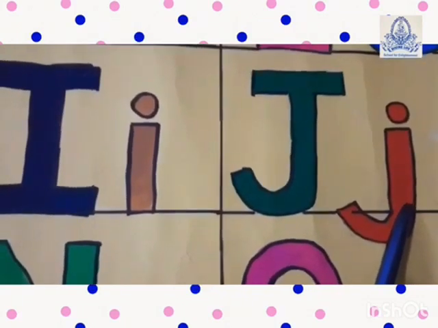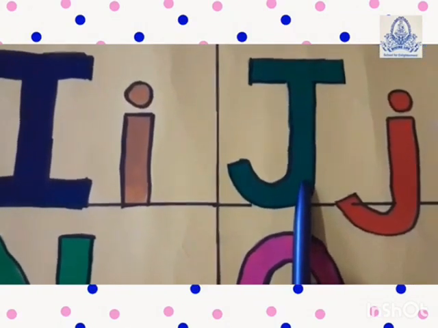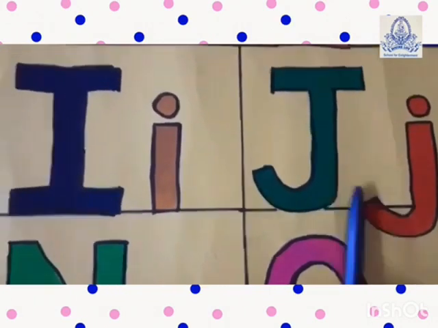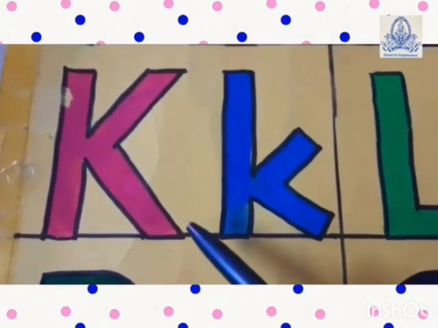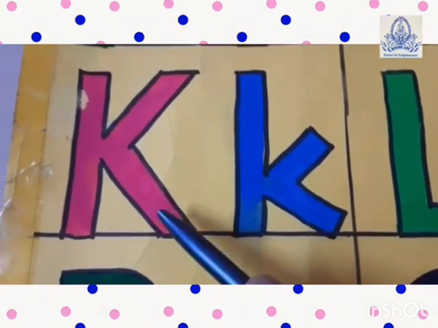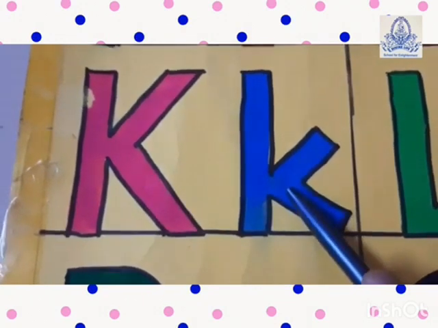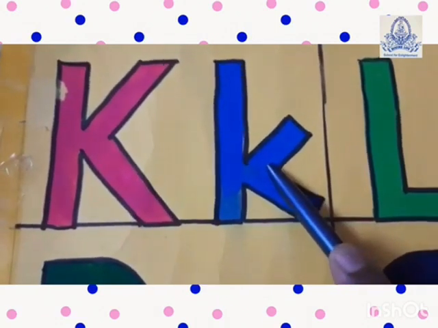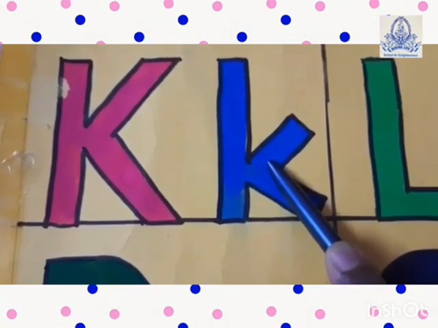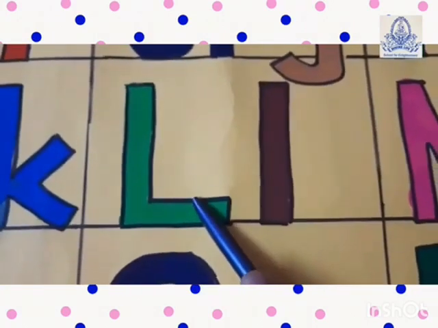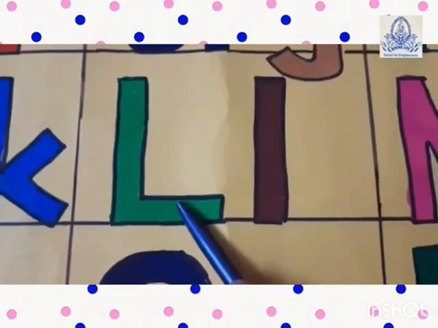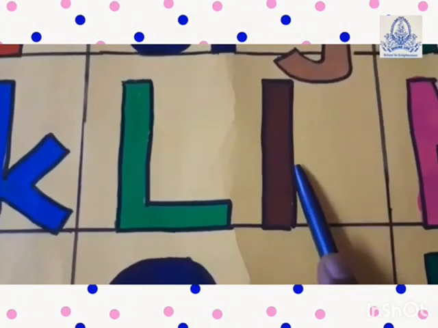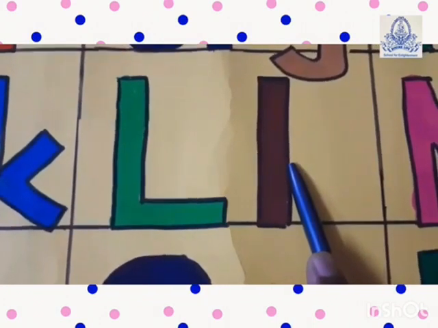Next, J. This is capital J. This is small j. This is mama letter J and this is baby letter J. J is for joker. Next letter is K. This is capital K and this is small k. This is mama letter K and this is baby letter K. K is for kite.